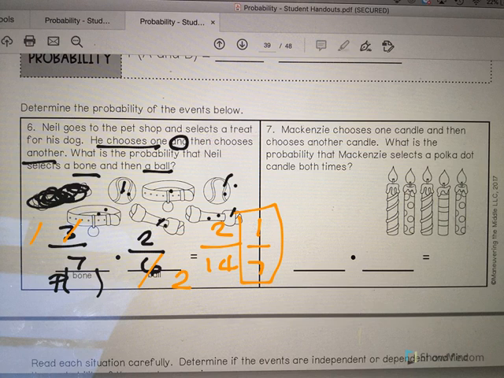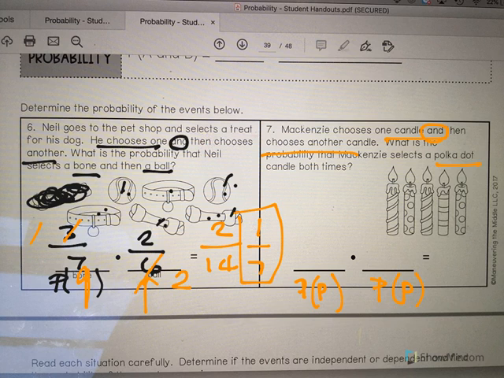Mackenzie chooses 1 candle, and that's going to tell you right away when you see that he didn't replace it or he didn't do anything like that, it is dependent. So you're going to be changing your denominators when it's dependent. He chooses 1 candle and then he chooses another. What is the probability that Mackenzie selects a polka dot candle both times? So he wants to select polka dots both times.